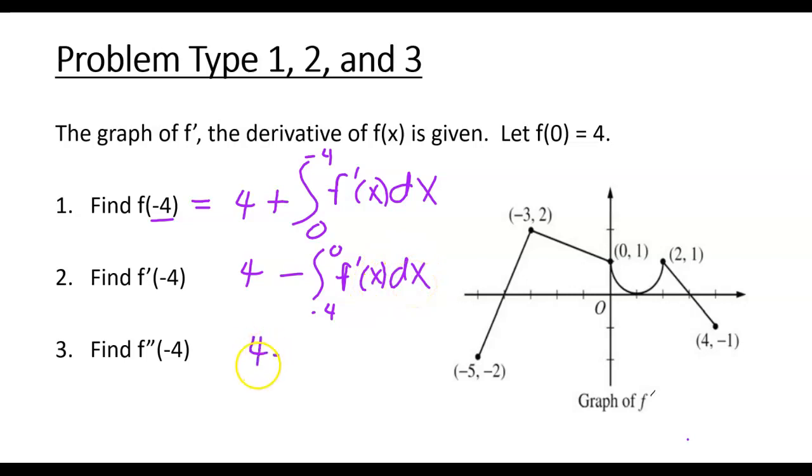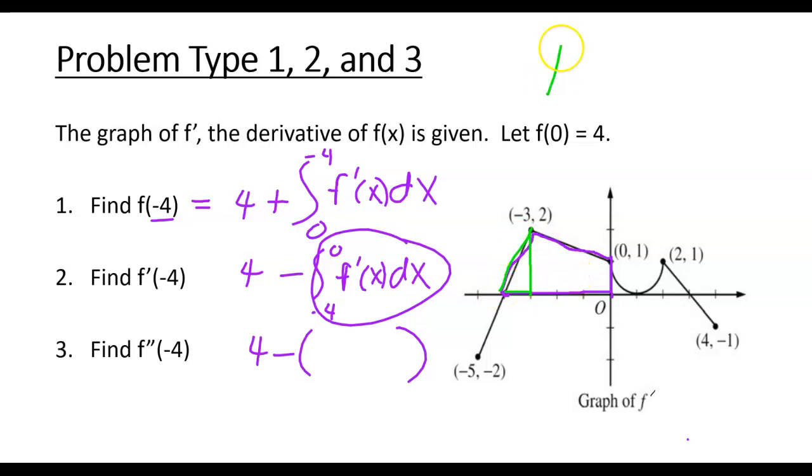So now we have 4 minus the integral, and the integral is going to be the area under the curve from -4 to 0. So here's -4, here's 0, so basically this shape here. We need to find the area of that whole thing. Now I'm going to break this up into two pieces. I'm going to break it up into a triangle, and then the rest of it is a trapezoid.